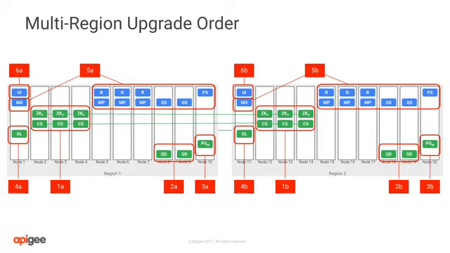Here, you see that all Cassandra and Zookeeper components in both regions are upgraded first, followed by all Qpid components in both regions, and so on.